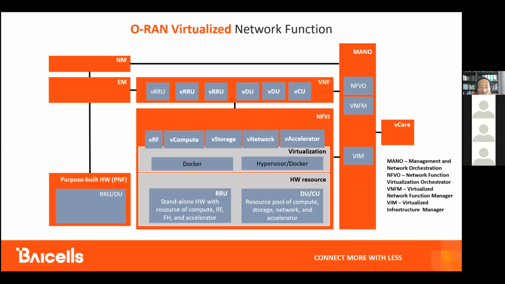This virtualization is built upon standalone hardware with the resources that can provide RAN computing, RF, front haul and acceleration capabilities, both for RRU and DU. And these hardware are served by the virtualization infrastructure that can support virtualized RAN functions in RRU or DU or CU through a network function virtualization interface.